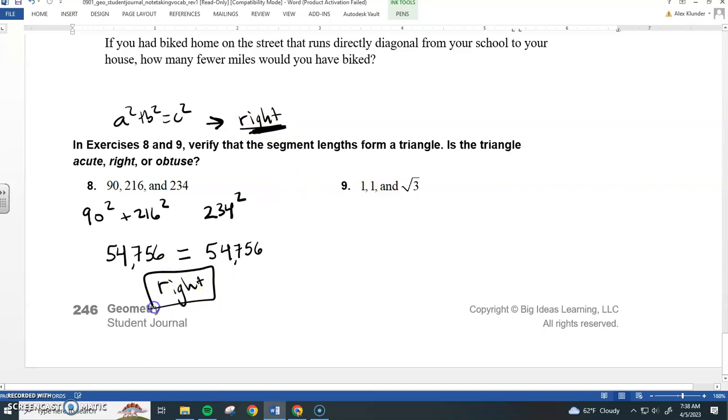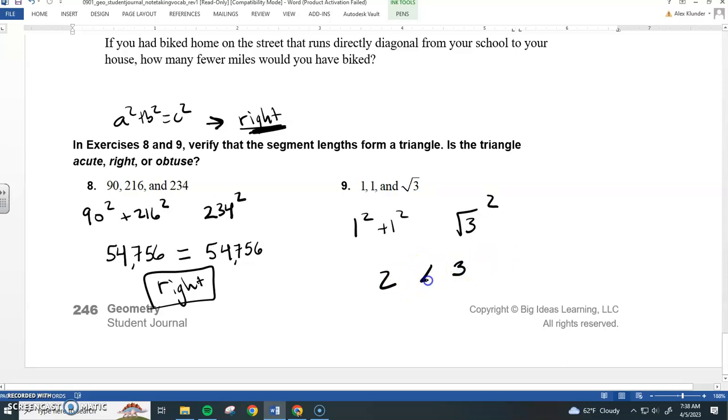How did I know? Because my a squared plus my b squared equals my c squared, because my legs equaled my hypotenuse. Now, if I were to try it on something like number 1 here, or number 9, 1 squared plus 1 squared, and then I'm going to compare that to root 3 squared. Well, 1 squared plus 1 squared is just 1. Oh, actually, no, it's not. 1 squared plus 1 squared was 1 plus 1 equals 2. And then if I type in root 3 squared, the square actually cancels out with the root, giving me 3.